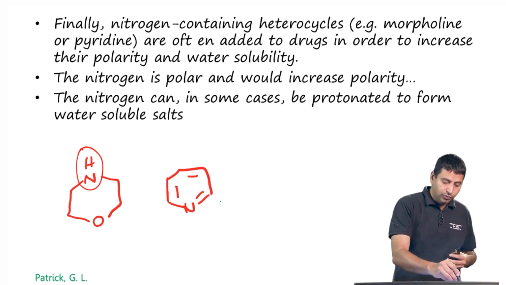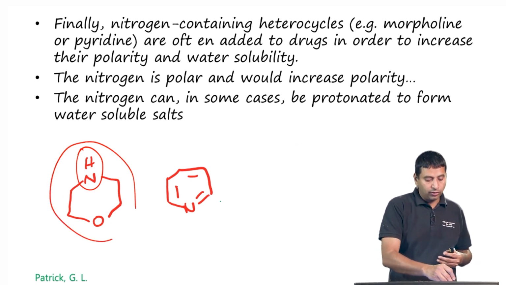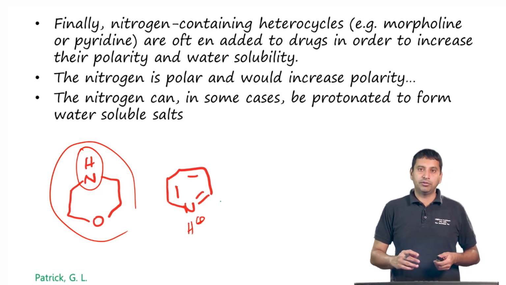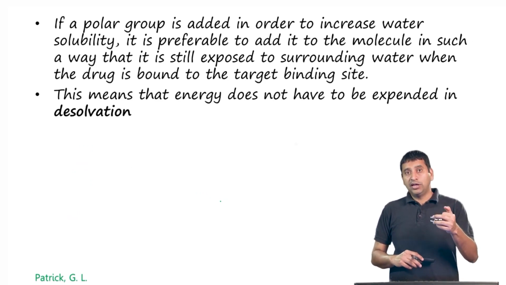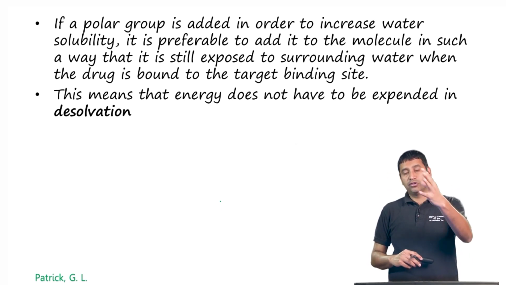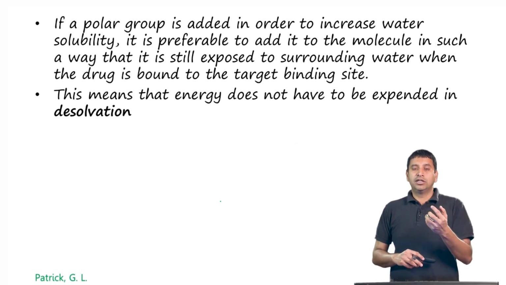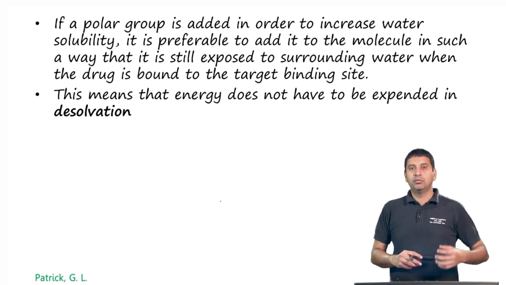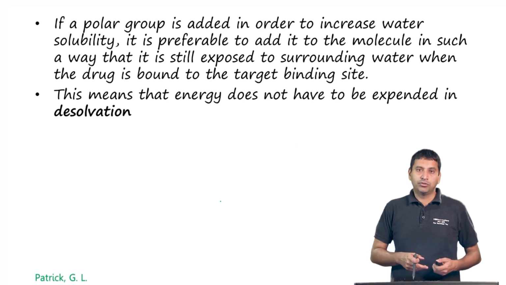So, here for example, if you connect it through this nitrogen, then this whole morpholine is quite polar, and in the case of pyridine you can make the pyridinium salt and actually isolate it as the pyridinium salt. So, if a polar group is added in order to increase the solubility, it is preferable to add it to the molecule in such a way that it is still exposed to the surrounding water. Because it is exposed to the surrounding water, the drug, when it is bound to the target site, does not have to desolvate before binding to the active site. So, this is an important criterion when we are trying to add more functional groups to the drug.